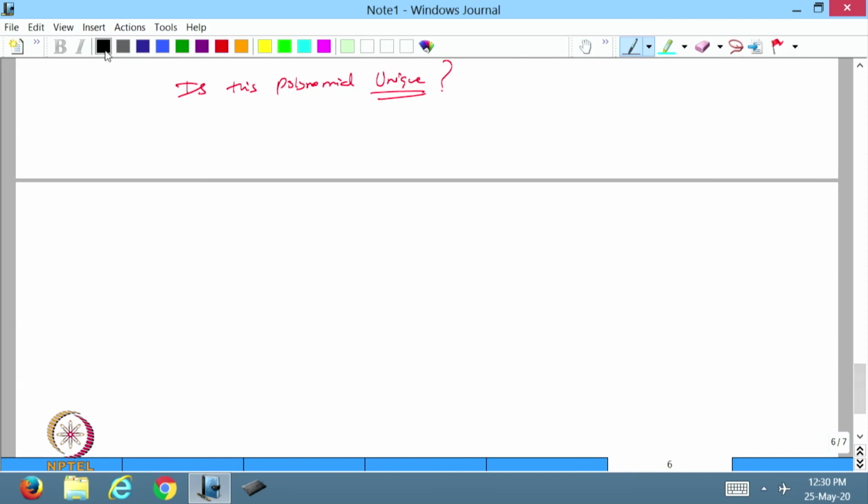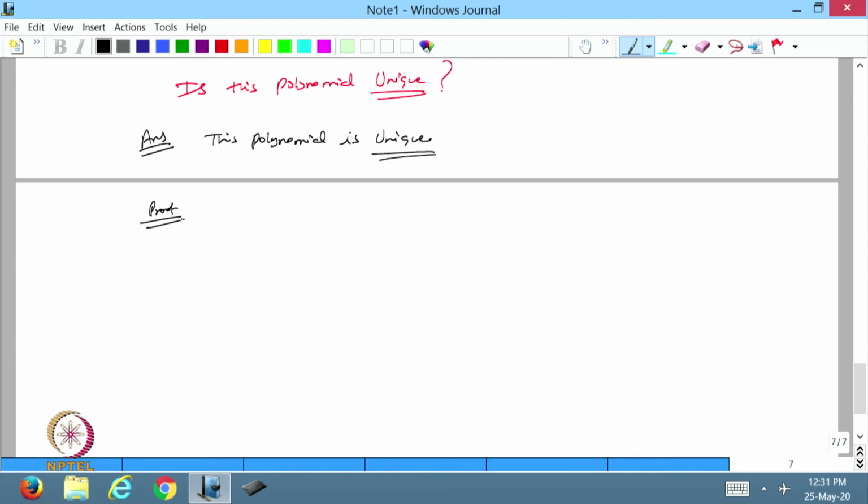So the answer is yes. This polynomial is unique. So, how can we prove this? Let us prove. Let us take another polynomial and we represent it by p star x.